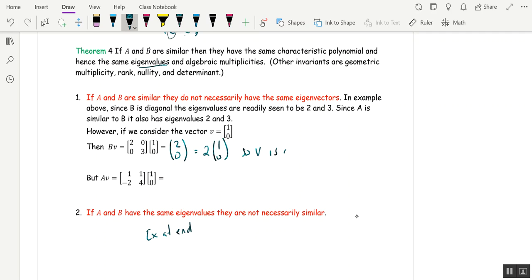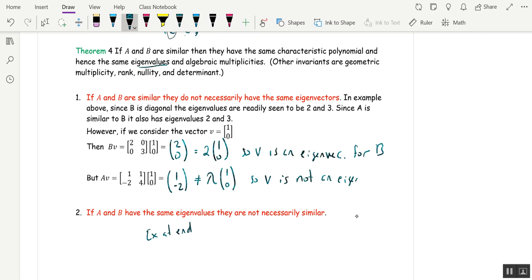So V is an eigenvector for B. But now we'll see that V is not an eigenvector for A. So if I multiply A times V, I get 1, -2, and that's not equal to any scalar times 1, 0. So V is not an eigenvector for A.